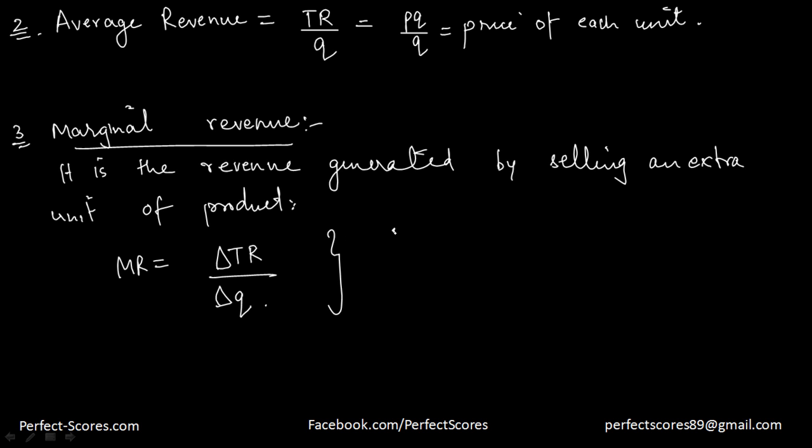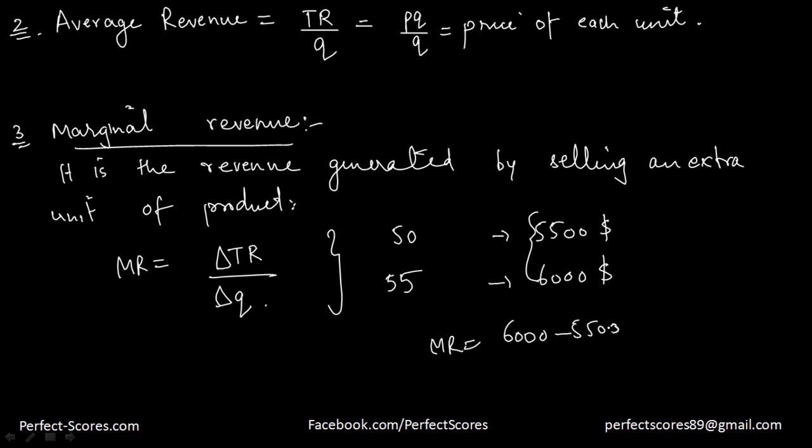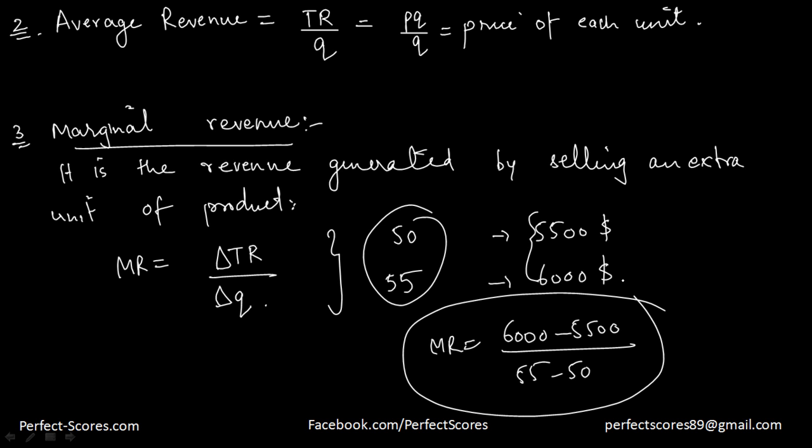Let's suppose I'm producing 50 products and generating $5,500 revenue. If I'm producing 55 products, I'm generating $6,000 revenue. So marginal revenue would be the change in revenue, that is 6,000 minus 5,500, divided by the change in the product, which is 55 minus 50. That is going to be the marginal revenue.